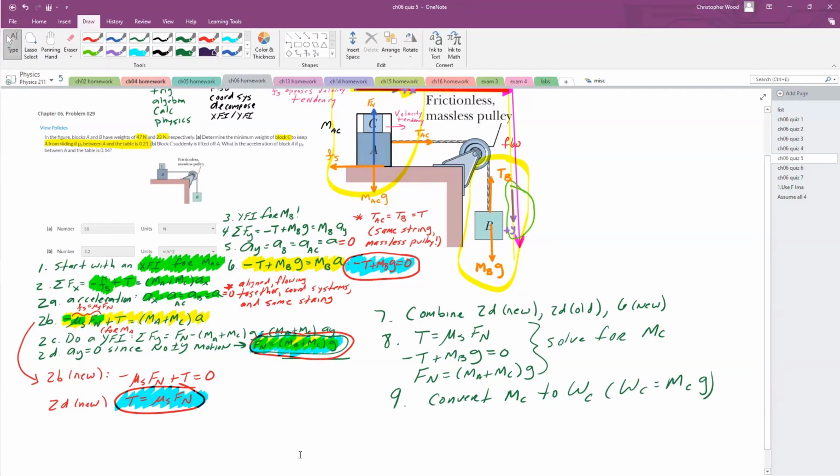I want to look at the time. And then multiply by 9.8. So let's go ahead and solve for MC. And I think that's kind of doable.